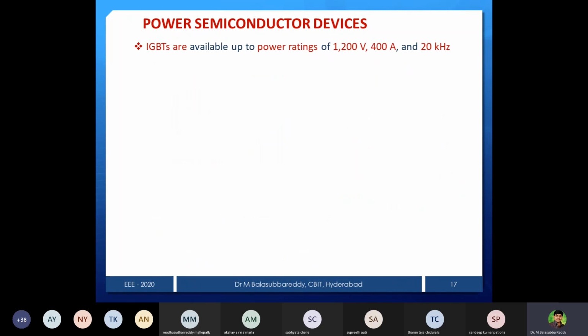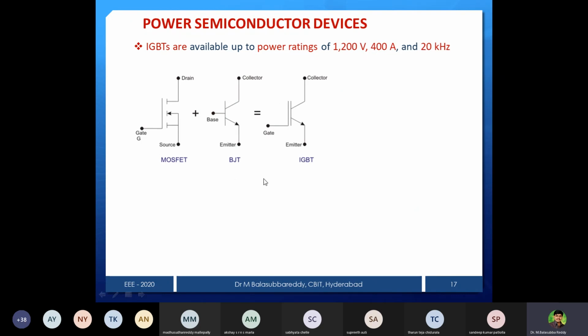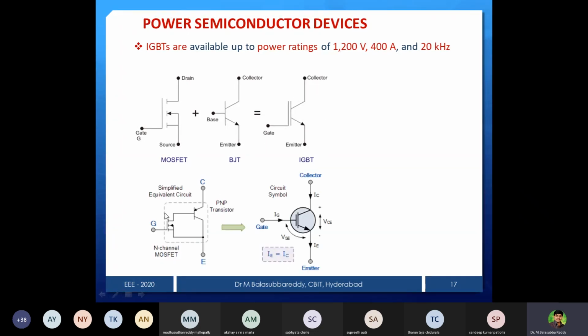And then IGBTs. An IGBT has a power rating of 1200 volts, 400 amperes and 20 kilohertz. But here you can see the IGBT is formed by a combination of the MOSFET and BJT. On the input side we use a MOSFET and the output side is a BJT, which combined together form the IGBT.